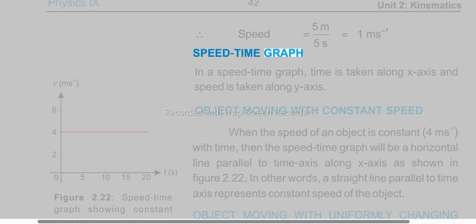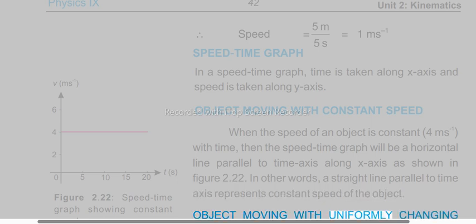Speed-time graph. In a speed-time graph, time is taken along the x-axis and speed is taken along the y-axis. Object moving with constant speed. When the speed of an object is constant with time, then the speed-time graph will be a horizontal line parallel to the time axis, as shown in Figure 2.22. In other words, a straight line parallel to the time axis represents constant speed of the object.